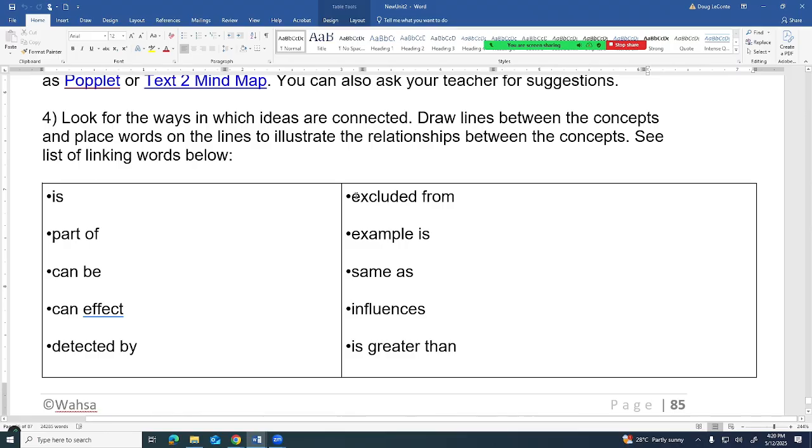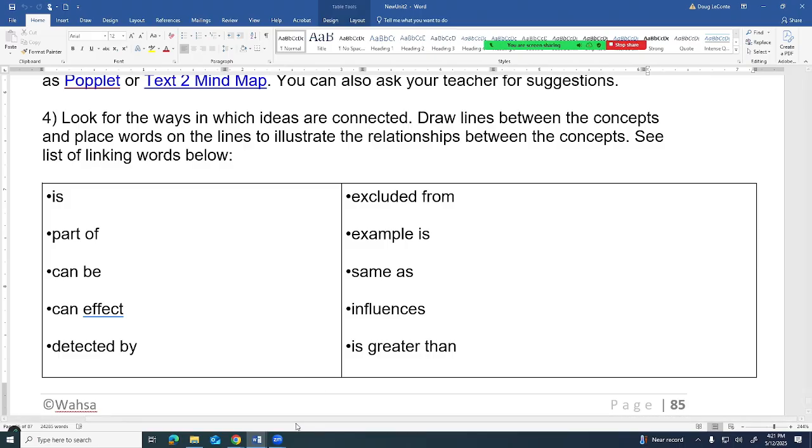Then, finally, look for ways in which ideas are connected. Draw lines between the concepts and place words on the lines to illustrate the relationships between the concepts. And below we have our list of relationship words or phrases. "Is" is one of them. "Part of." This is part of.